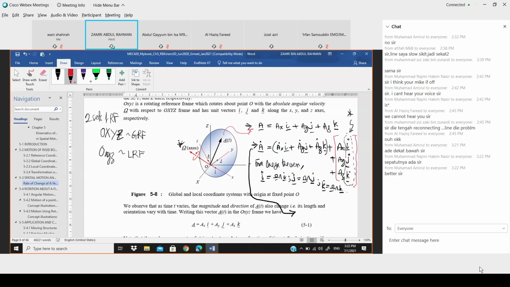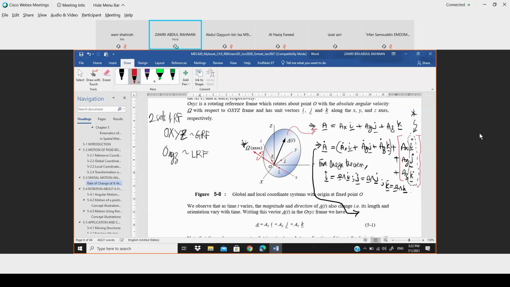Lepas tu kita nak dapatkan dia punya time rate of change. So dia ada dua bahagian. Satunya kita panggil change in magnitude, satu lagi change in direction. So direction ni saya letak dalam kurungan warna merah ya. So change in magnitude ini is actually kita panggil dia perubahan in local coordinate. So ini kita boleh tulis sebagai rate of change of A with respect to the local coordinate iaitu small o, x, y, z.